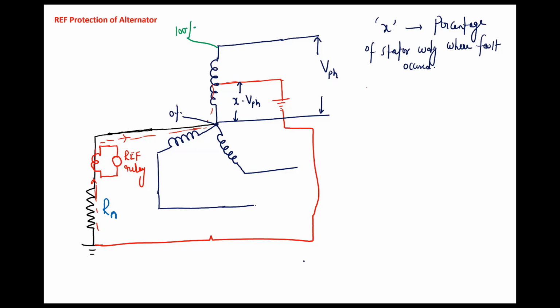So at the neutral point, what is the percentage of stator winding? 0. At this point, the percentage of stator winding is 100. So the fault is occurring at the X% of the stator winding. That is the point. Now, since the reactance of the alternator is very small, it is in the range of 0.2 ohm or 0.1 ohm like this. For all practical purposes, we neglect the reactance.